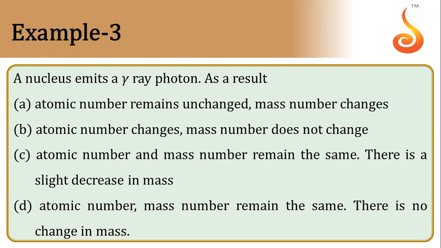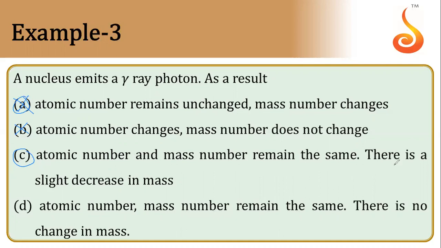So either option A is correct or option C is correct. But actually, A is not correct because mass number will also not change. So option A is wrong. In B, it is telling that atomic number won't change. So atomic number changes, but it should not change. So B is wrong. Option D, atomic number and mass number must remain same.